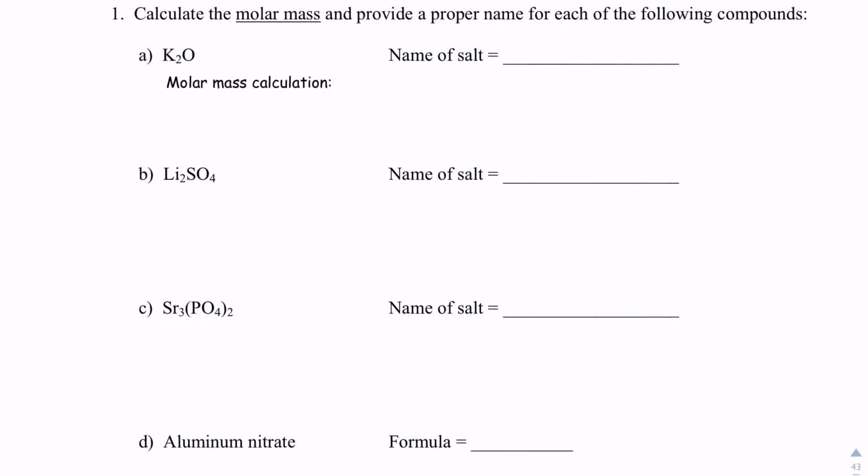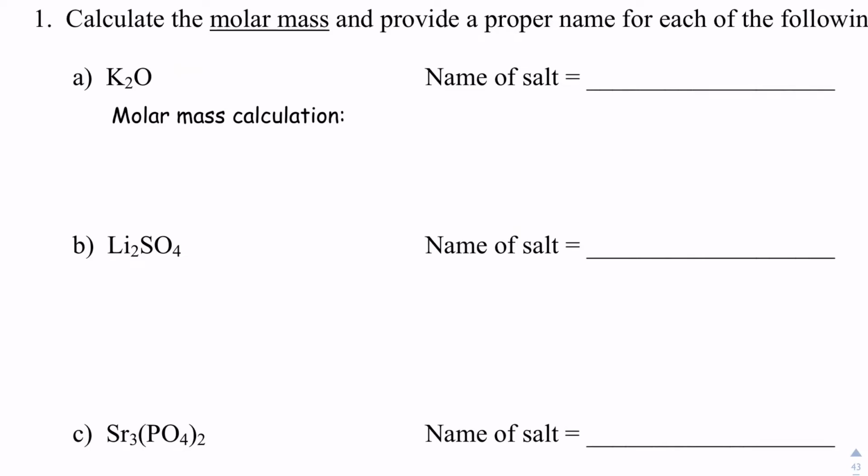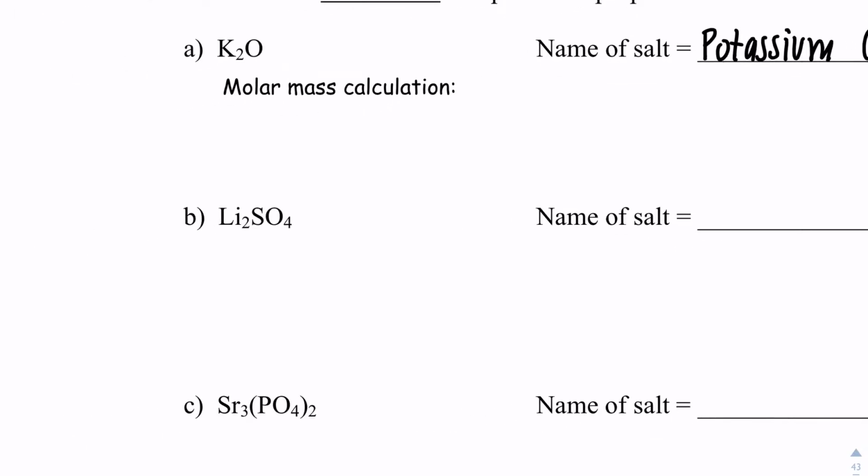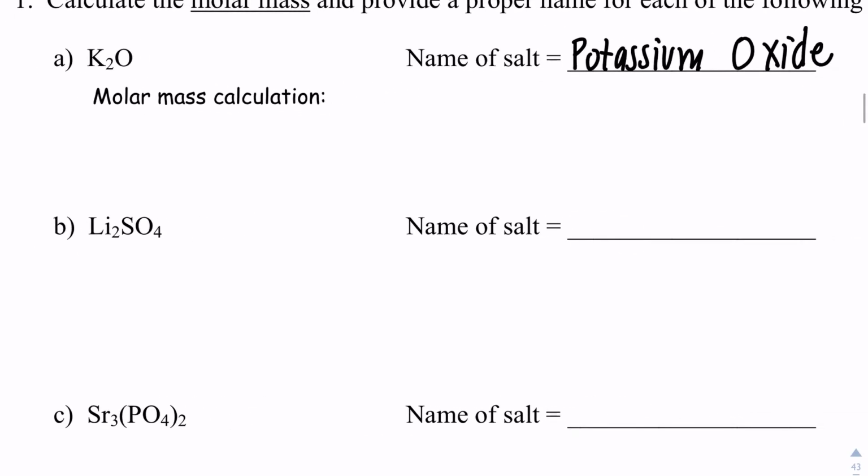Molar mass is the sum of all the weights of the atoms in a molecule expressed in grams. So the first thing that we need to do is name the salt. We have K2O. K we know is potassium. And O is oxygen, but when it's written in a salt, it changes to oxide. So now we need to calculate the molar mass for potassium oxide.